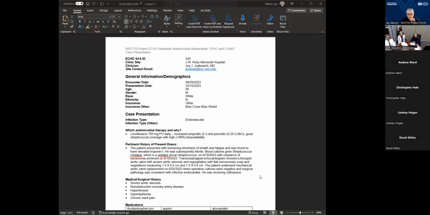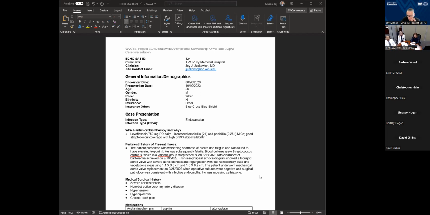Moving on to the patient's history, this patient presented with worsening shortness of breath and fatigue. He was found to have elevated troponin and subsequently developed fever. When blood cultures were checked, they grew Streptococcus cristatus, which is a viridans group Streptococcus. Bacteremia cleared quickly the following day, and he had a transesophageal echocardiogram that showed a bicuspid aortic valve with severe aortic stenosis and regurgitation, with a flail non-coronary cusp and vegetations measuring about 1.4 and 1.5 centimeters in greatest dimension.